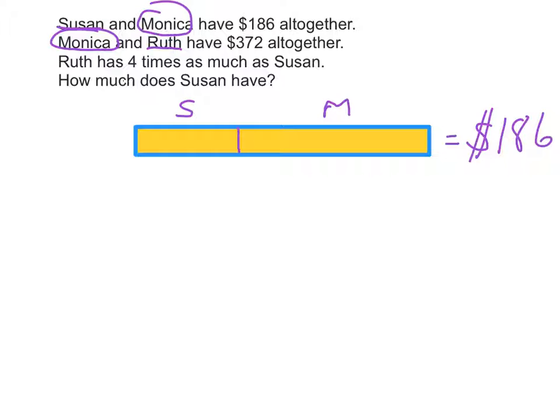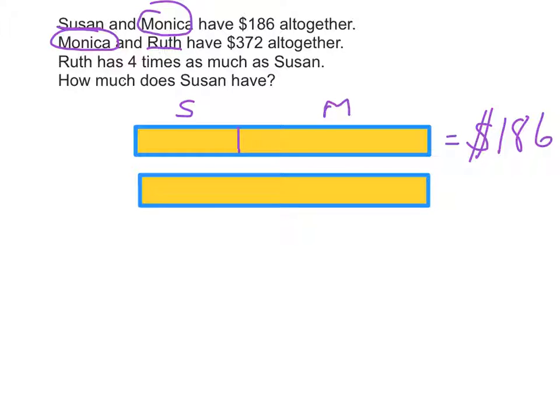So I consider this as a possibility. Let's draw the same size bar. And then I'm going to put the same thing here. And this is still Monica right here. Now on this other side, to the left of Monica, that's not Susan. That's going to be Ruth. But it says that Ruth is 4 times bigger than Susan. So I'm going to draw 4.